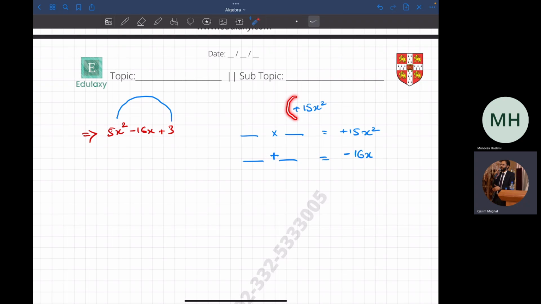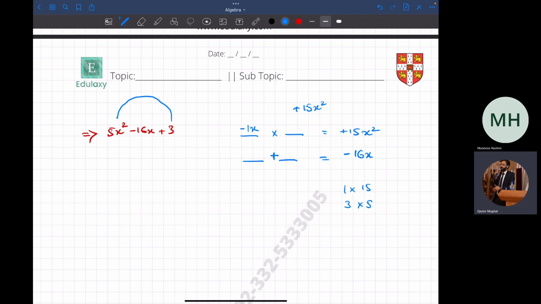If you can't, write down the pairs of possible factors for 15. 1 times 15, 3 times 5, and that's it. So 5 add 3, we need to add, okay? 5 add 3 is not 16. 15 add 1, it is 16. But I need negative 16, so I'll be using both negative.